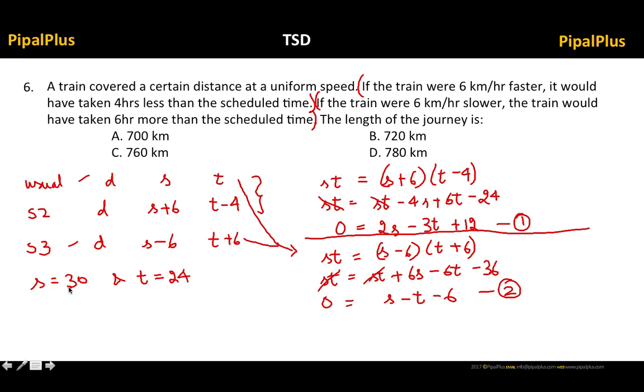Now if the speed you get is 30 kilometers per hour, the usual speed, and the usual time that the train takes is 24 hours, the length of the journey d is just simply going to be s times t, which is 30 times 24, which equals 720 kilometers, right? So that's your answer, answer B.